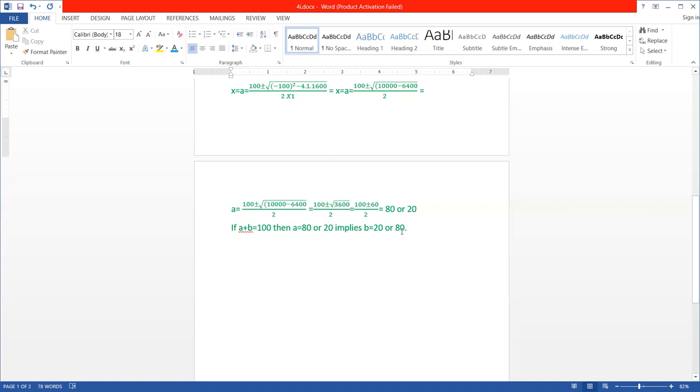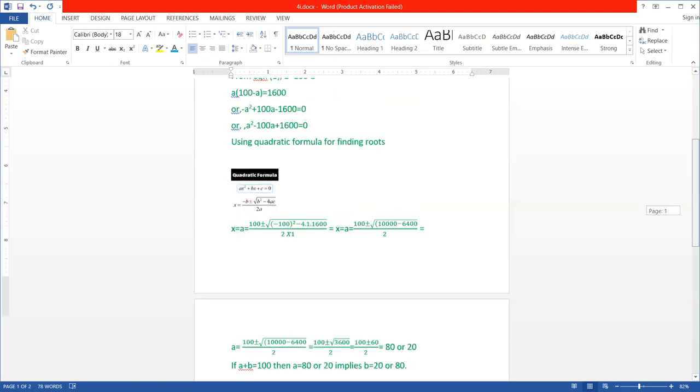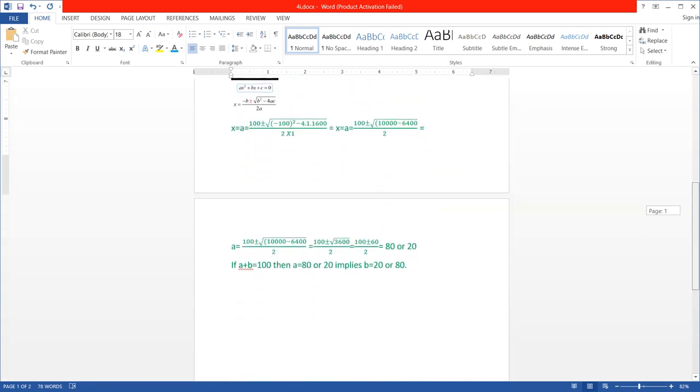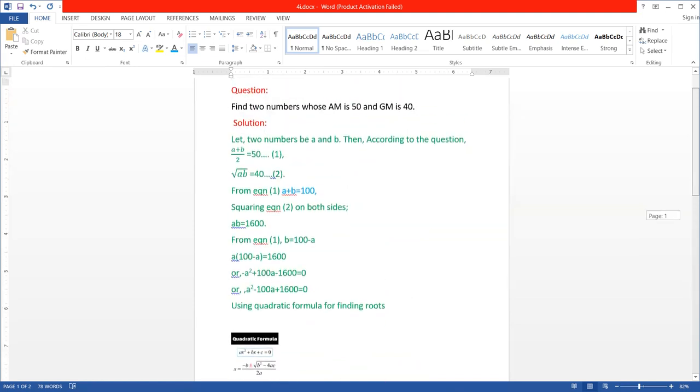So in this way, we are getting the two numbers whose arithmetic mean is 50, because 80 plus 20 divided by 2 is 50, and 80 times 20 is 1600, and its square root is 40, which is given here. You can see here the geometric mean is 40. So in this way, it can be done. Hope that you understood.